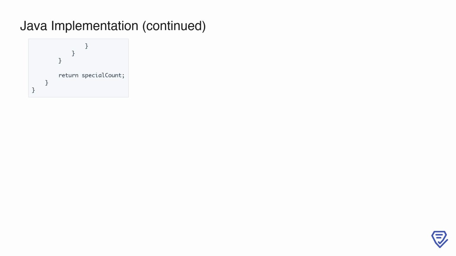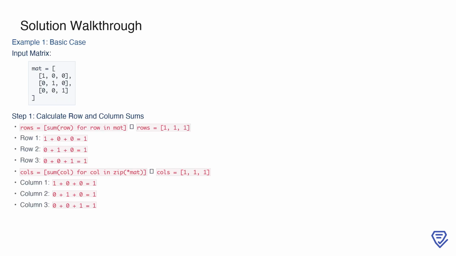Once all cells have been processed, the method returns the value of specialCount, which represents the total number of special positions in the binary matrix. This implementation efficiently accounts for all rows and columns, ensuring that we only count positions that meet the criteria for being special. To solve the problem, we start by analyzing a basic example.